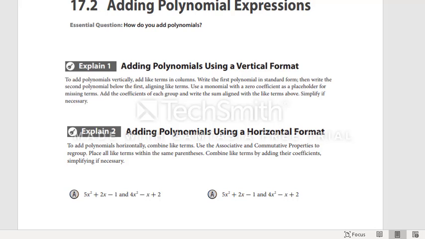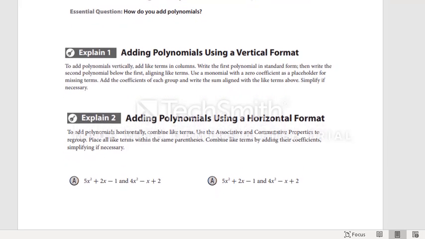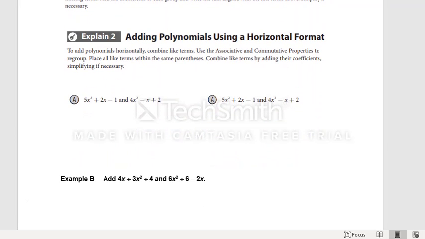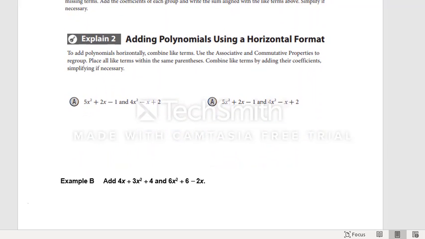The other way, if we're going to do it horizontally, you identify your like terms, group them together, and then add their coefficients to simplify. So I'm going to do the same problem both ways. You can see it, you can do whichever one you prefer. It really doesn't matter. Both of these are in standard form. They are in decreasing exponent order.